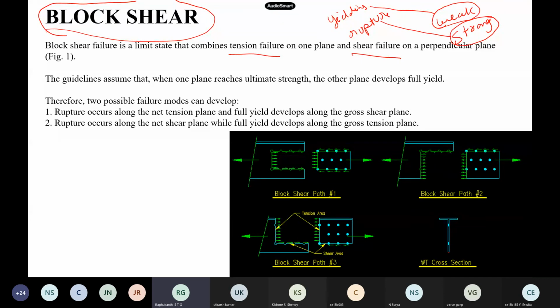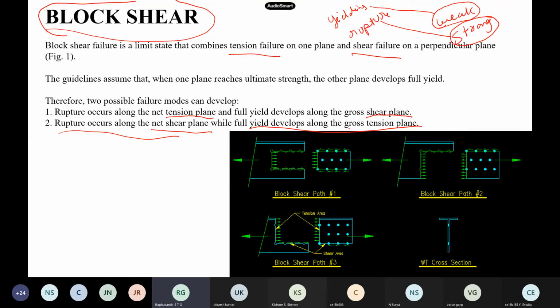So there are two possibilities. One is rupture happens along tension and yield happens along shear. That means the tension plane is very strong, the shear plane is the weak plane. The other case is net shear plane rupture. That means the shear plane is strong, whereas the tension plane is weak. So two formulas you would have seen, right? Two formulas you will take and you have to use. But the only thing in block shear, of course, in bolted connection we didn't discuss, I just mentioned it: here also you can have multiple paths.